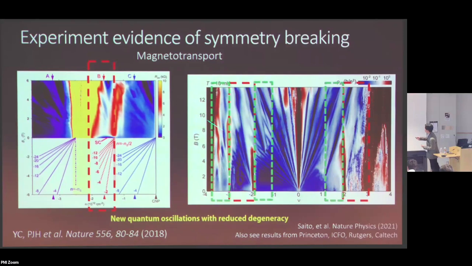seeing that the same thing also happens around nu equals 1 and nu equals 3, where the degeneracy is broken down to 3 and 1, respectively.